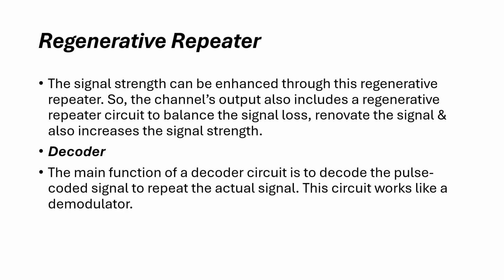Next are the regenerative repeaters. The signal strength can be enhanced through these repeaters. The channel output includes regenerative repeaters to balance the signal loss and also increase the signal strength. Decoder: the main function is to decode the pulse coded signal to reproduce the actual signal.